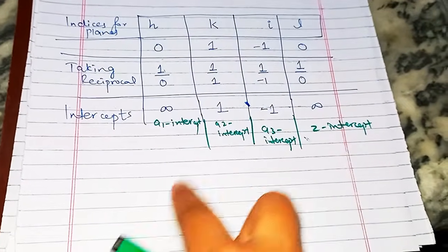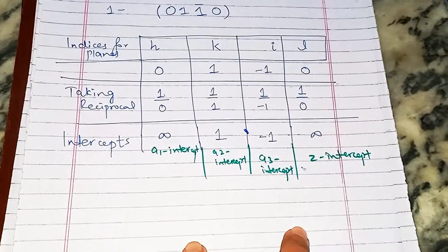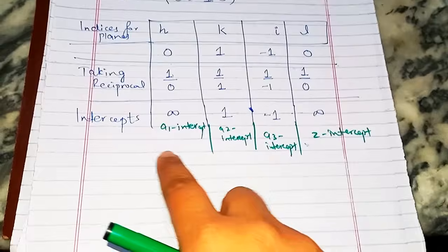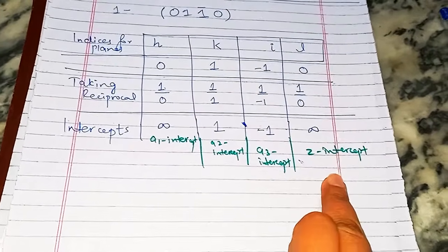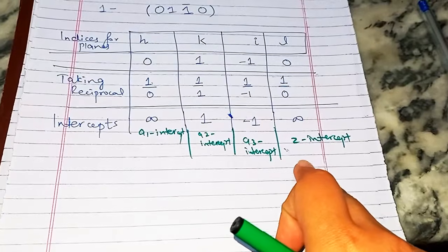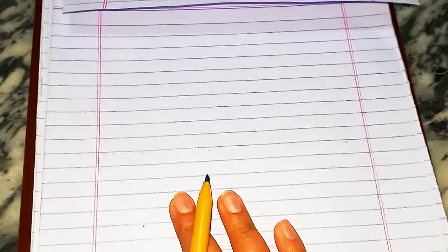Now the next step is to draw them inside a unit cell. For that purpose, we first need to draw the unit cell, and then we should understand what the A1 axis, A2 axis, A3 axis, and Z axis are. Then we will understand what an intercept means while drawing them. Let's draw it. You should know a hack while drawing the HCP unit cell, because it's a bit tricky.